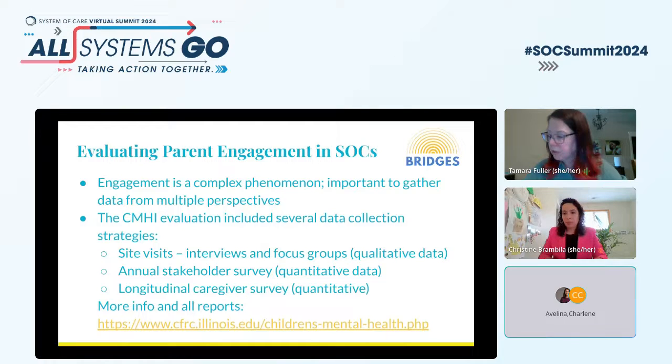We also had an annual stakeholder survey that collects quantitative data on a variety of things. And one of the things that it asks about is parent and youth engagement in the implementation of systems of care. And then the third data collection method that we use to look at parent engagement is a longitudinal caregiver survey. And so this is a survey that parents who have children who are receiving services through the system of care in the communities complete. And they complete it at 6 different points over time. And it asks about a lot of different things. But one of the things that it asks them about is whether they were engaged in the process of service delivery. So not really the implementation of systems of care, but whether they were engaged in the services that their children were receiving.